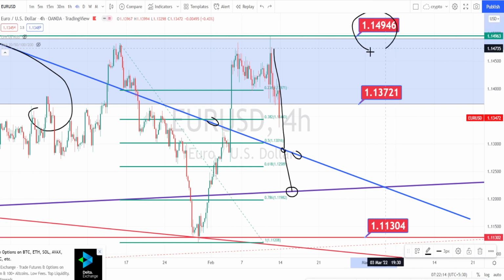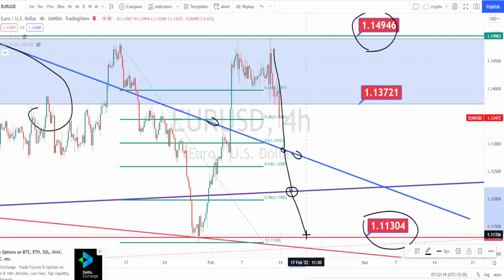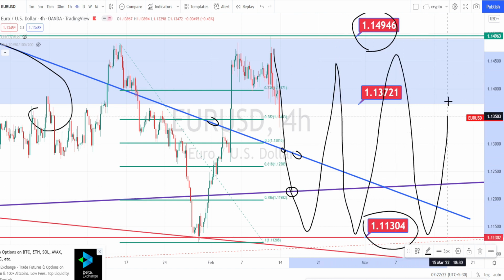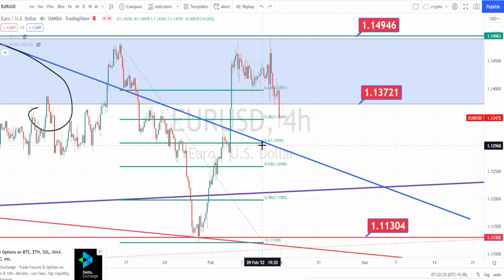If both these resistance levels and support levels are not broken, we can expect the sideways market to continue in Euro USD currency pairs. And I have marked the Fibonacci retracement levels also. You can notice that 1.1299 is the 50% retracement of the bullish trend, and also it correlates with the trend lines.